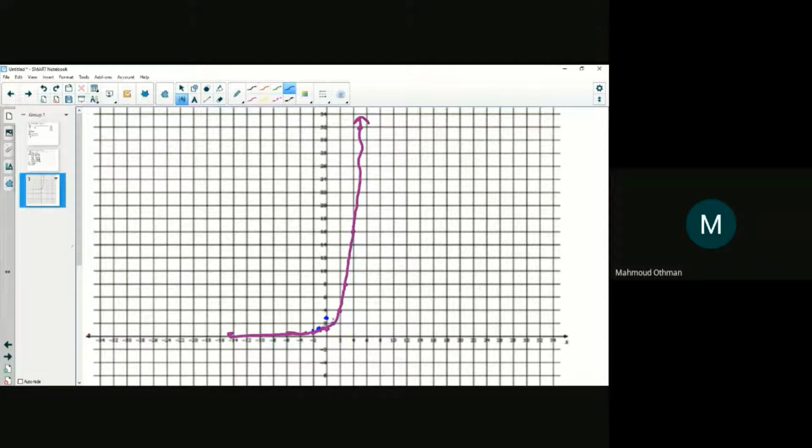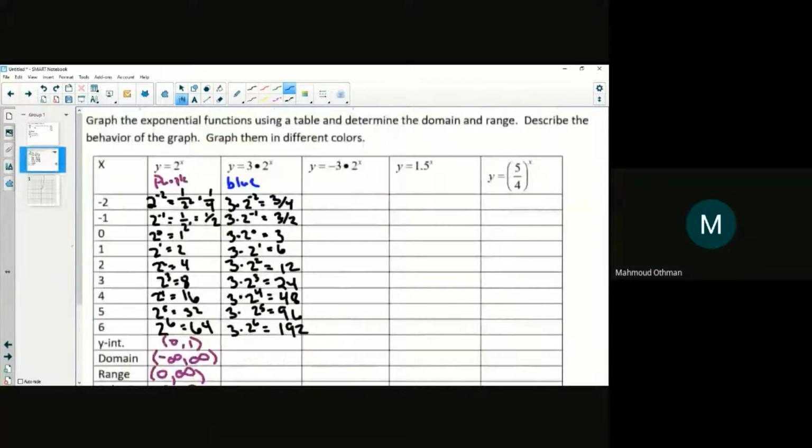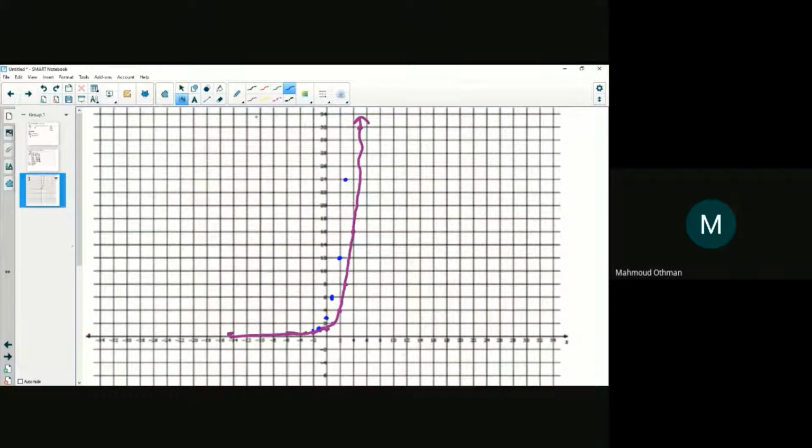X equals 1 gives it a value of 6. X equals 2 gives it a value of 12. X equals 3 gives it a value of 24. X equals 4 would be, I believe, 48, and we don't even have that much room for our graph here. So now let's connect the dots.